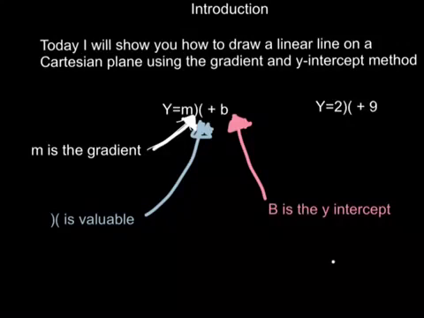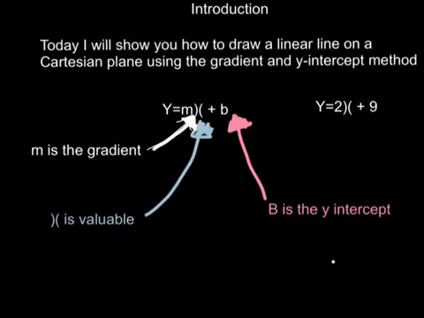Now, to know how to draw a linear line on a Cartesian plane, you must first understand the equation. In the equation, m is on the right of the equal sign. Every single number on the right of the equal sign is the gradient, but this is only for the number that's right after. So m is the gradient, and the gradient is how steep or how sloped the line is.